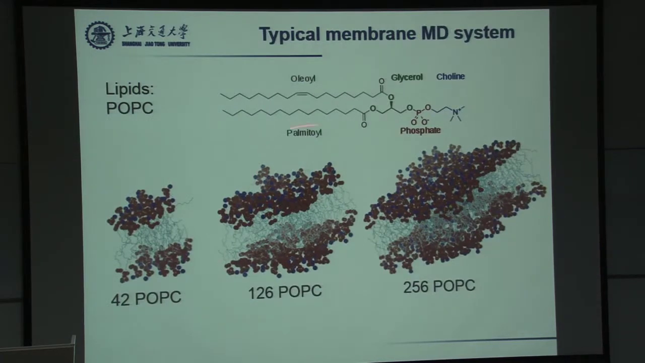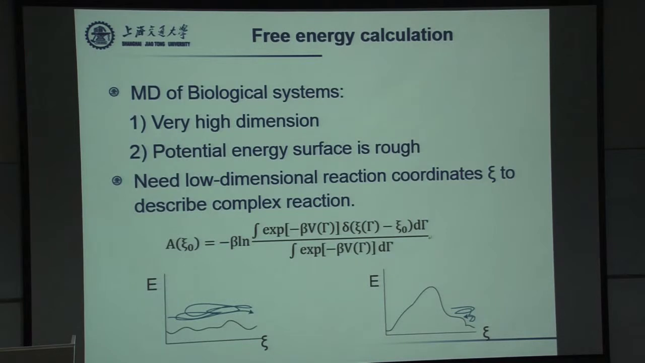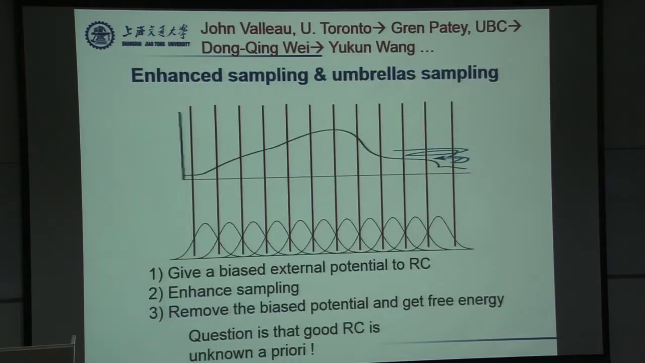And it's seriously dependent on system size. And the free energy calculation relies on rare event dynamics. A typical technique is called umbrella sampling.